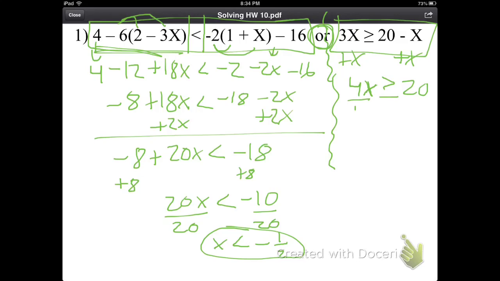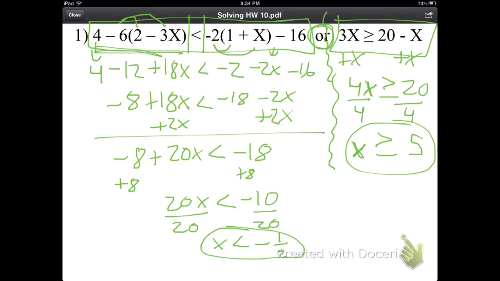And now I'm going to get rid of the 4 in front of the x by dividing by 4. And now you got x is greater than or equal to 4. Wait, what am I smoking? No, it's not 4. It's 5. Yeah, because 20 divided by 4 is not 4, it's 5. So the right side's done.